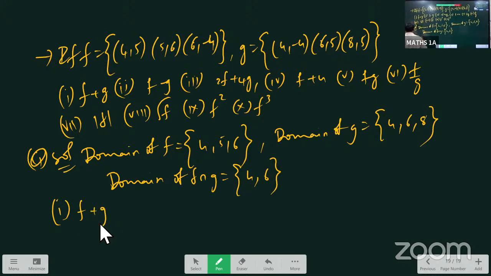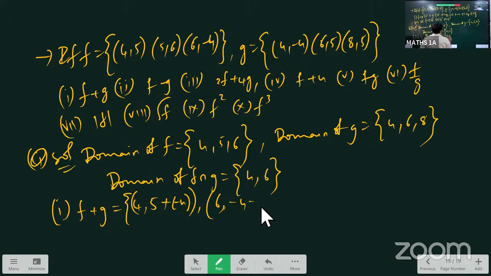So now, first bit, it is f plus g. What are the domain elements for f plus g? 4. f of 4 is how much? 5, plus, and g of 4 is minus 4. Next, common elements for f and g only you have to take. 6. For 6, what is the image of 6? Minus 4 with respect to f. And for the g function, it is plus 5. Like this you are going to write. I hope you understood.